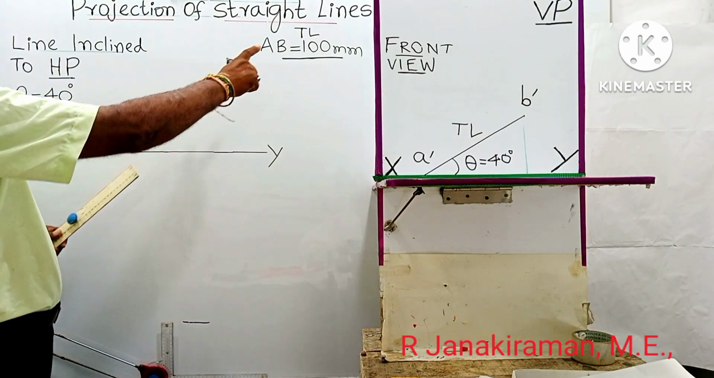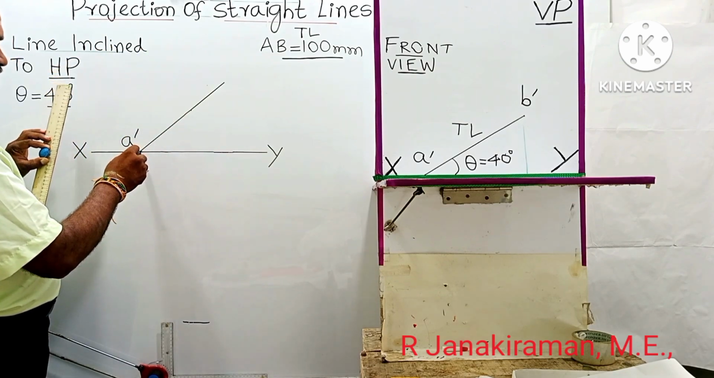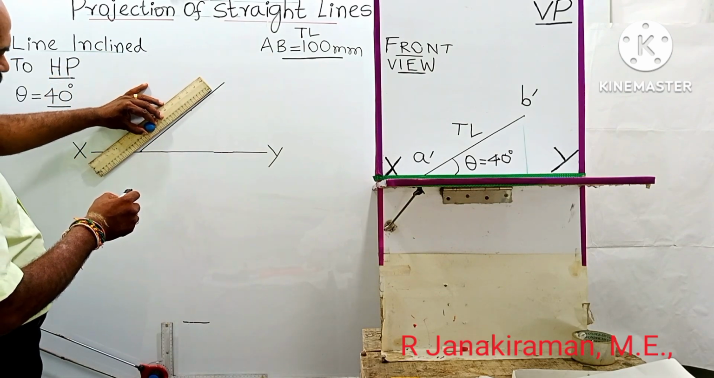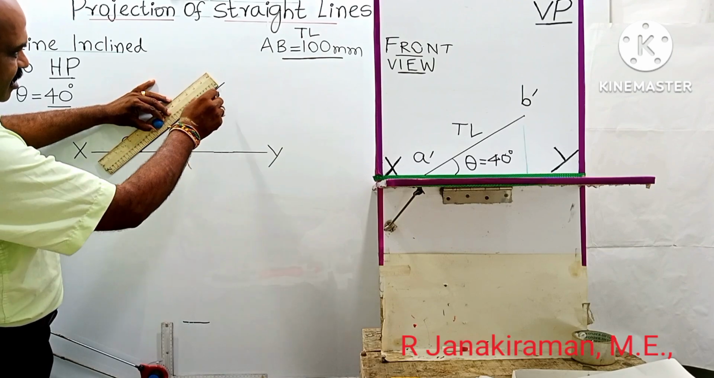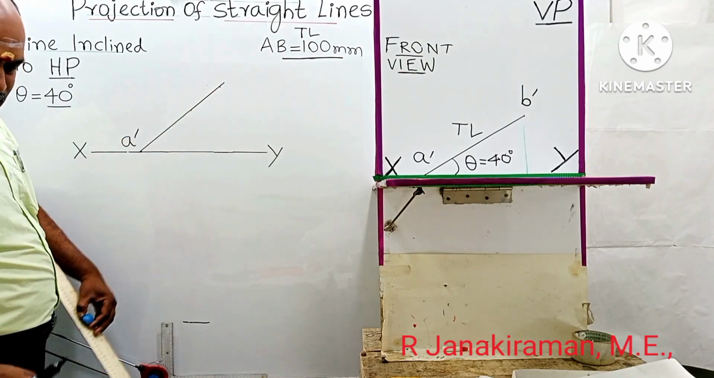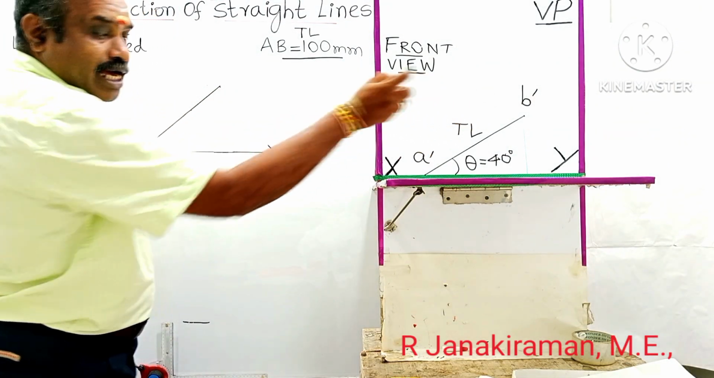Take 100 mm, that is 10 centimeter, called the true length. With this A dash as reference, mark a length of 100 mm using the freehand scale like this. So the extra length may be erased. This is the other end point, to be marked as B dash.